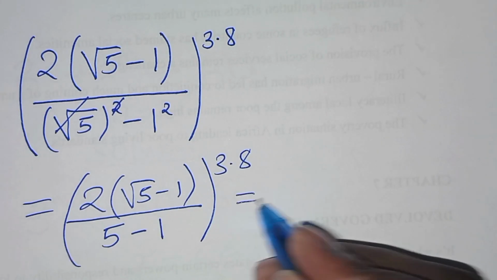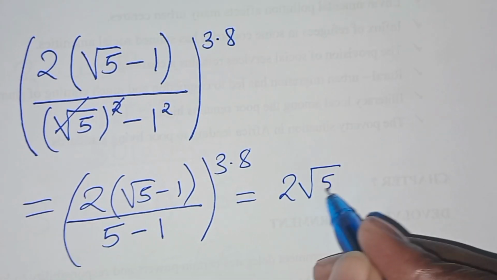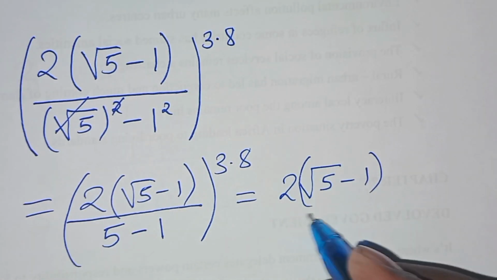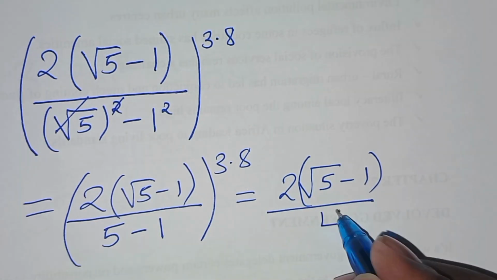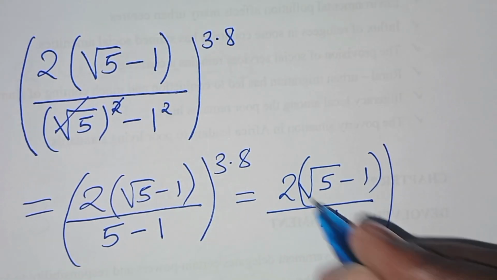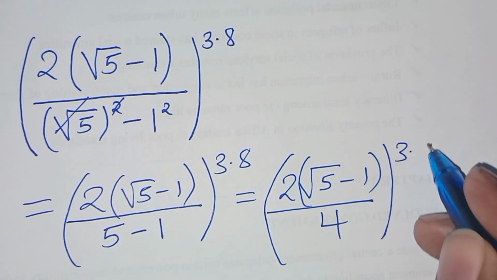And this is equal to 2 square root of 5 subtract 1 divided by 4. 5 minus 1 is 4. All this raised to power 3 times 8.